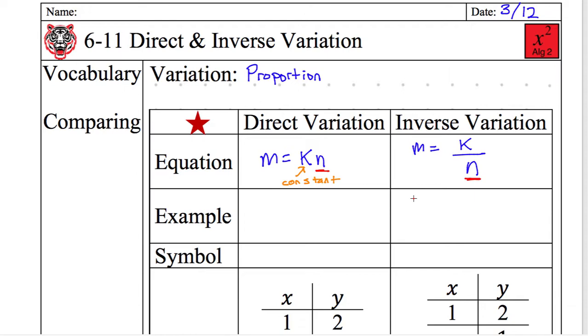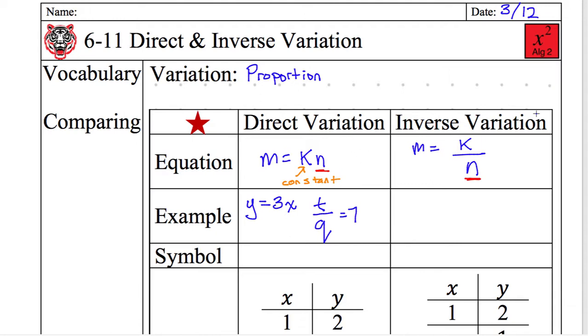Let's see an example. You have to make your own example, and it can't be mine. Here's my example. Y equals 3x. Ooh, here's one that you probably haven't thought about before. What about t over q is equal to 7? That's also part of this because I can rearrange this formula by multiplying q on both sides and getting t equals 7q. So that's another way of doing it.